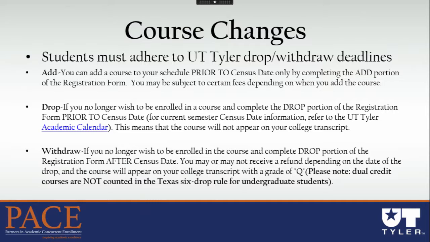This will result in the course not appearing on your college transcript at all. Withdrawing means that if you no longer wish to be enrolled in the course and complete the drop portion of the registration form after the census date, you may or may not receive a refund depending on the date of the drop, and the course will appear on your college transcript with a grade of Q. Please note that dual credit courses are not counted in the Texas 6-drop rule for undergraduate students.